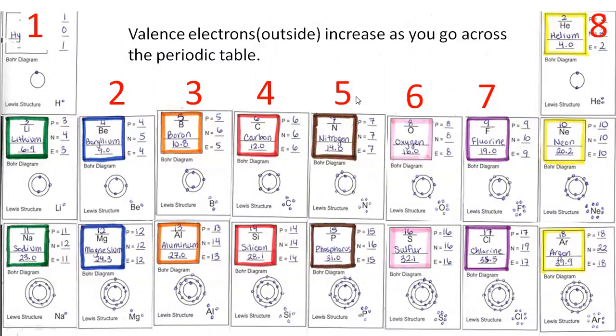5 is closer to 8, so it wants to take 3 electrons. 6 wants to take 2, so anything in group 6 wants 2 electrons to be happy and stable. Group 7 wants 1. And group 8, these are called the noble gases because they already have 8 electrons in their outer shell. They're already happy. Or 2 if it's helium, which is an exception because that first ring only has 2. So they don't bond at all.